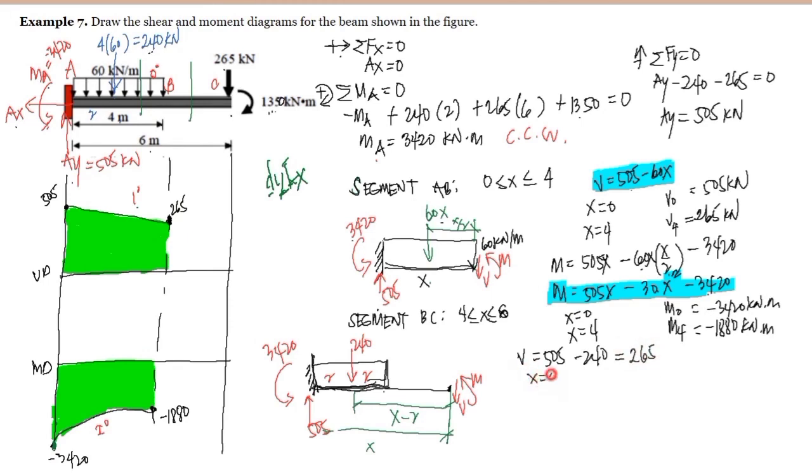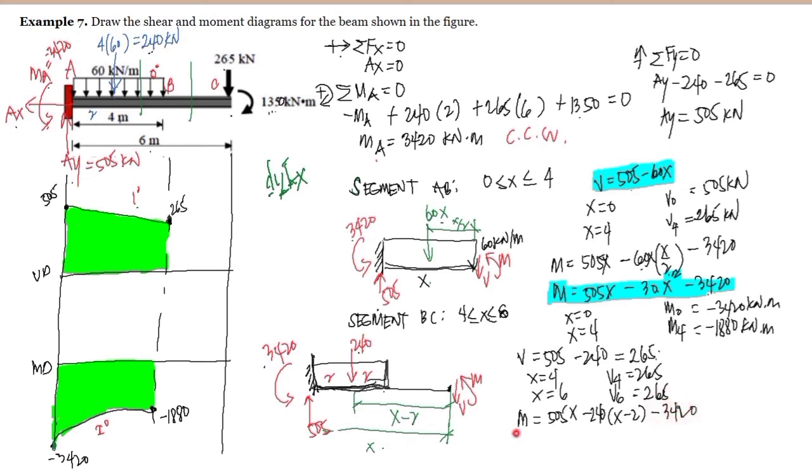At x is equal to 4, our shear at 4 is 265 since it's constant. And at x is equal to 6, still our shear here is 265 since it's constant. How about the moment? So for the moment, we have here 505 multiplied by the distance x, then minus 240 counterclockwise, multiplied by the distance of x minus 2 from the cutting section, and the negative 3420 here, counterclockwise.